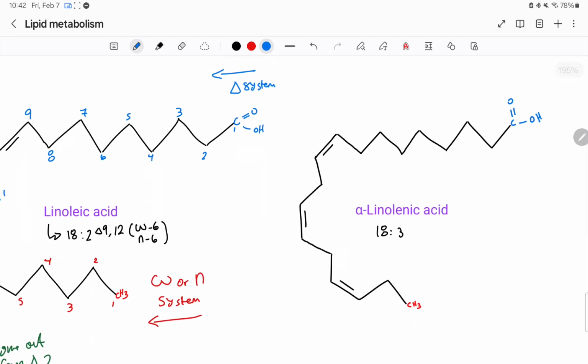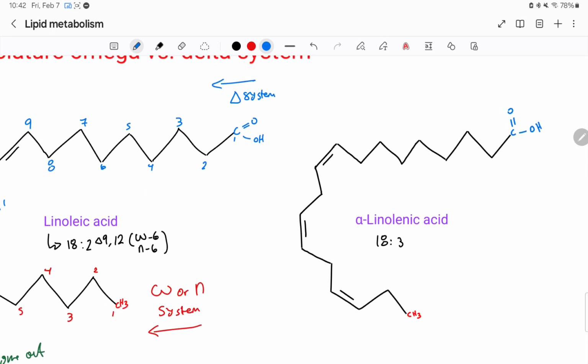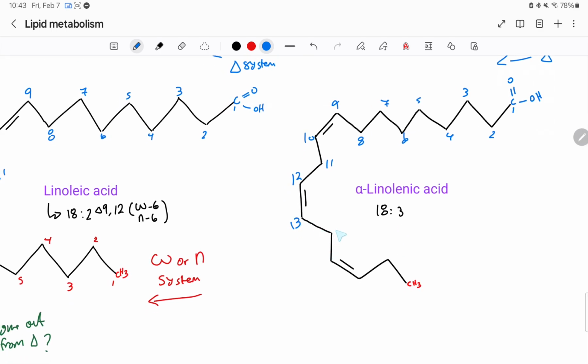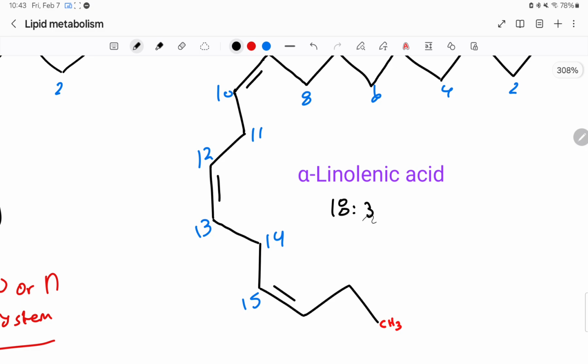But we need to start counting. And I want you to write it in both scenarios. So I tell you to start from the delta system, okay? The delta system. So we go 1 carbon, 2 carbon, 3, 4, 5, 6, 7, 8, 9. First double bond's at 9. Then we go 10, 11, 12. Second double bond is at 12. Then we go 13, 14, 15. Stop. Third and last double bond is at 15. So how would I write this? 18:3, double bonds at delta 9, 12, and 15.